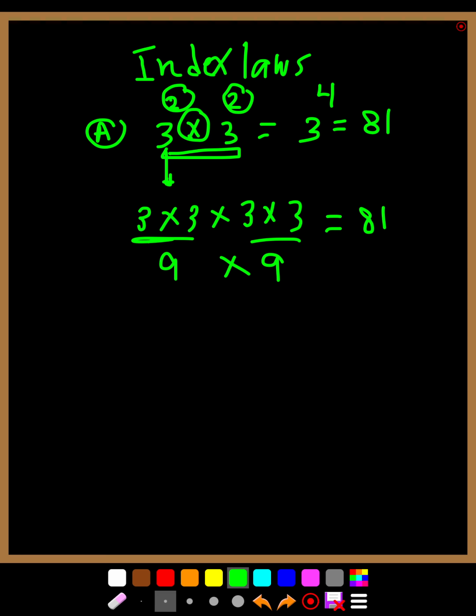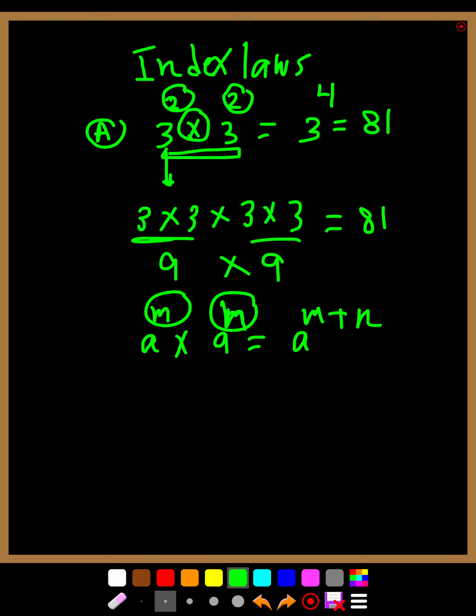Okay, so we are going to say that if you have 2 indices multiplied and they have the same base, you put the base and add the powers, m plus n. Okay, this was the multiplication.